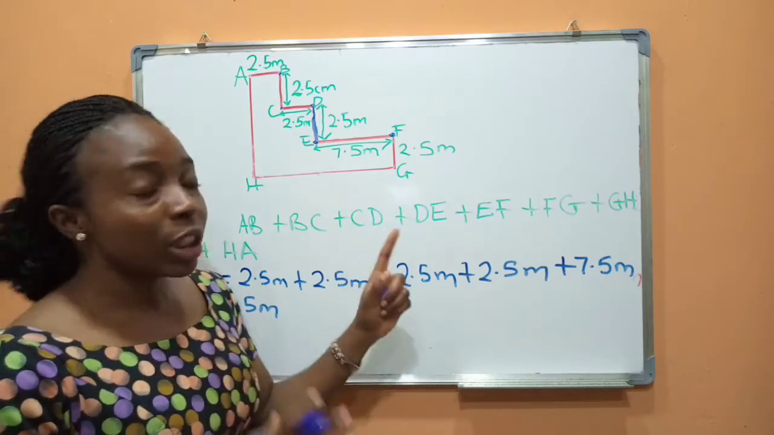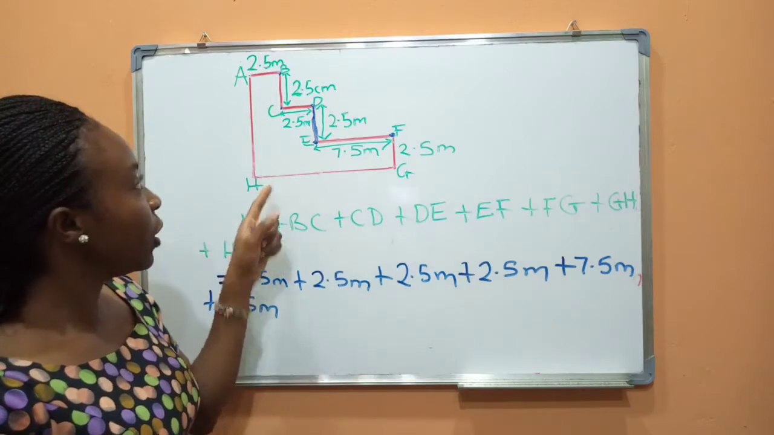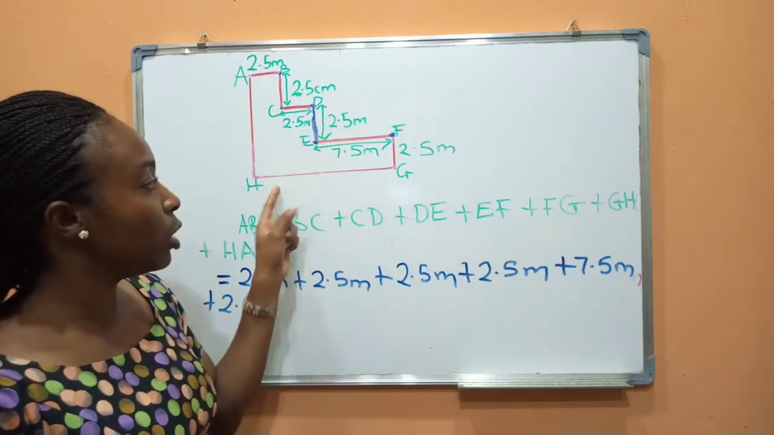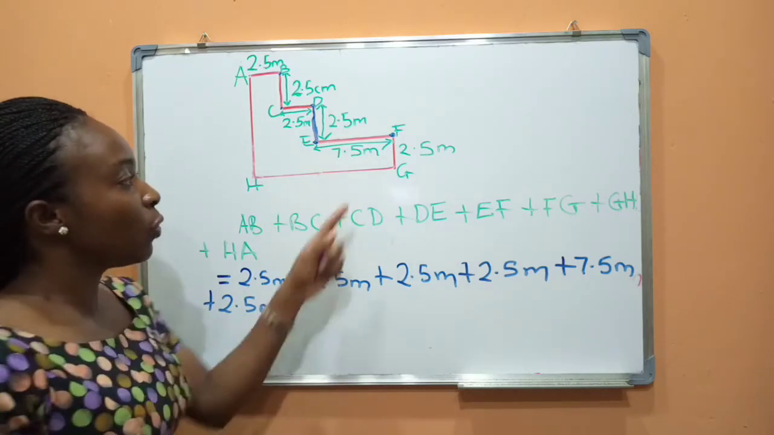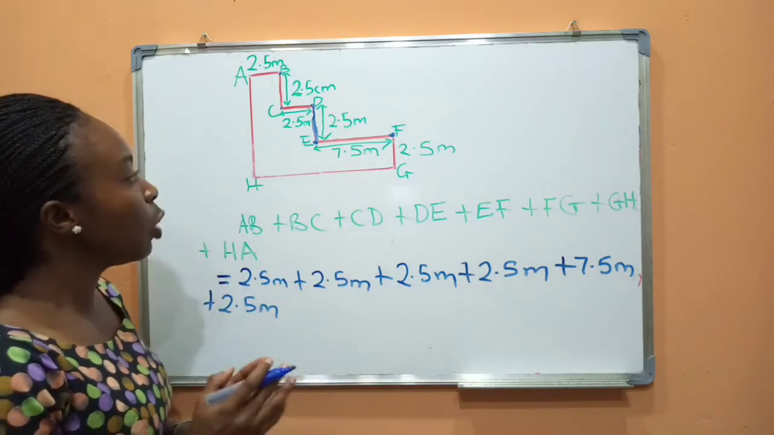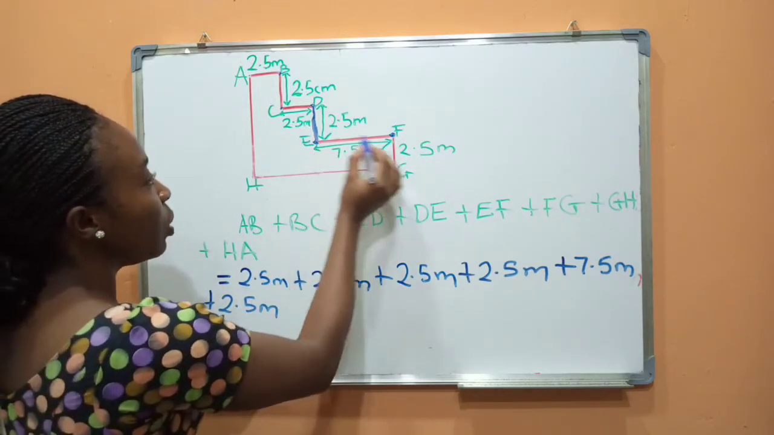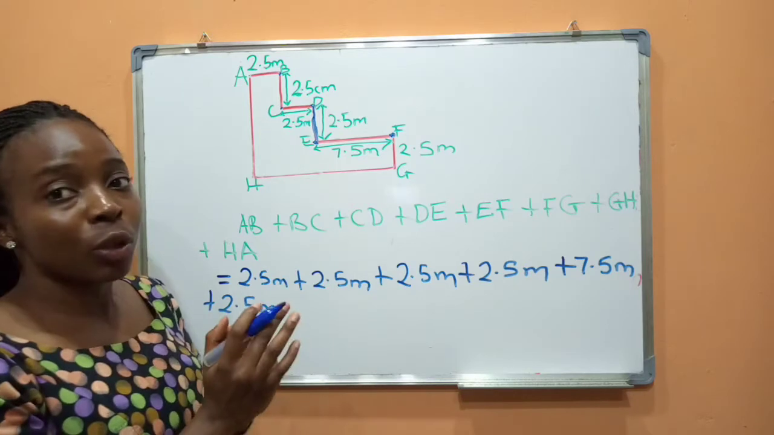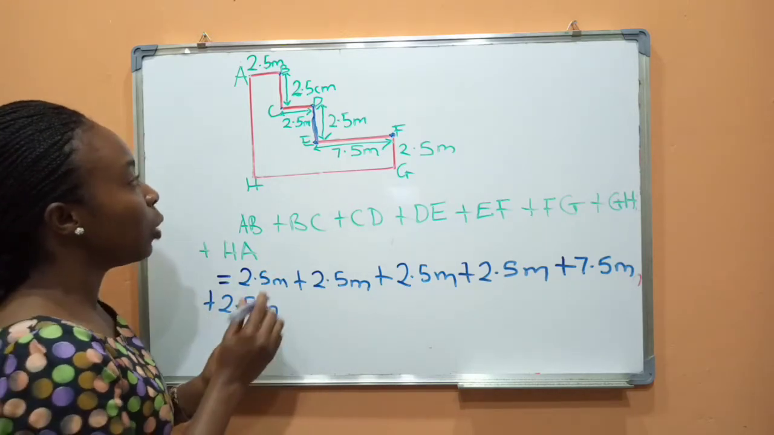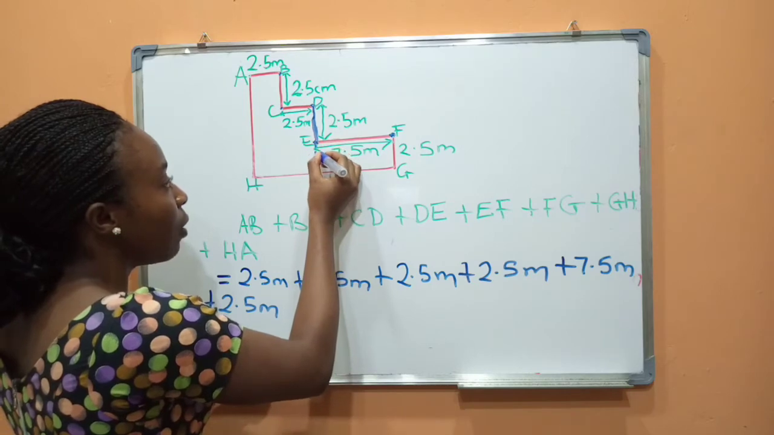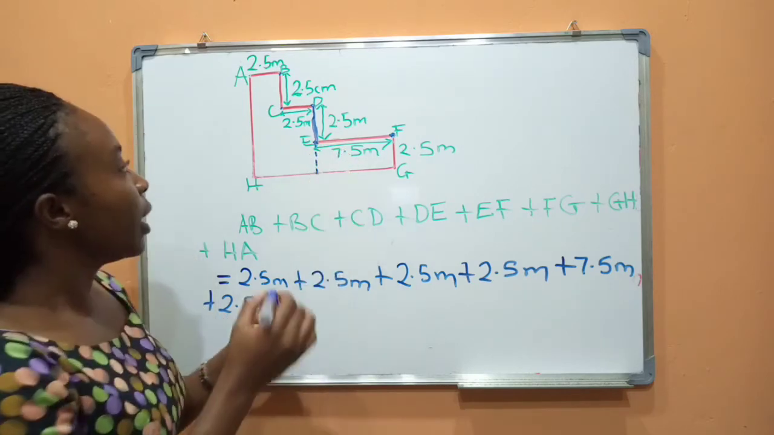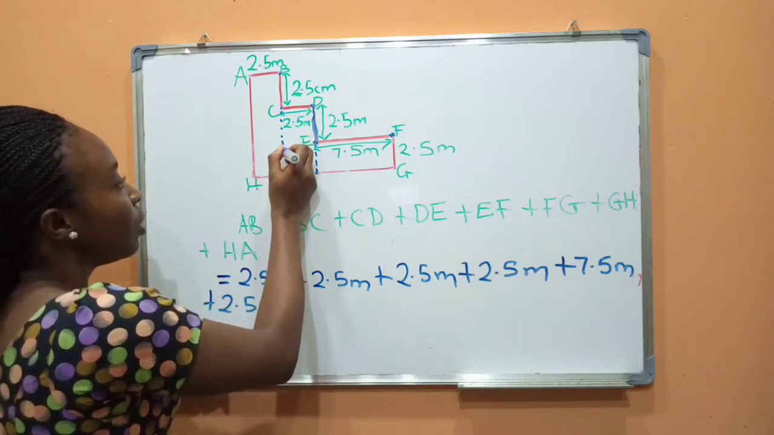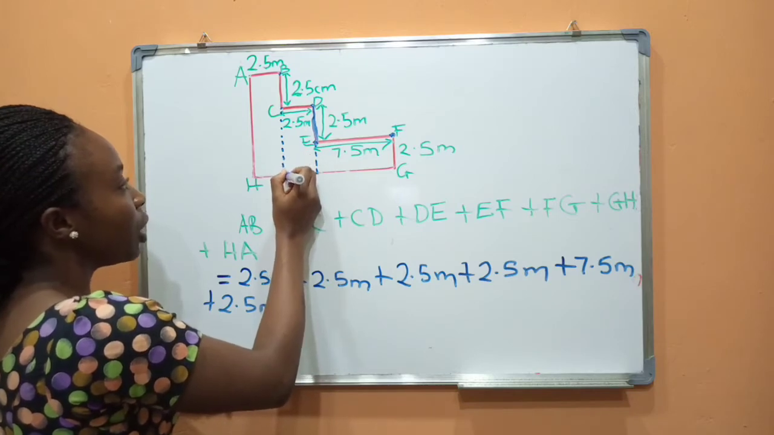And then the next thing we need to calculate is GH. Now, if you take a look at this question, you will notice that the length for GH was not given. So before we can sum it up, we need to find the length of GH. And here's what we are going to do. We know from here to here is 7.5. Now, if you take a look at this shape properly, you're going to notice that we have a regular rectangle here, okay? And then we equally have a rectangle here, okay? I told you that regular shapes make up an irregular shape.